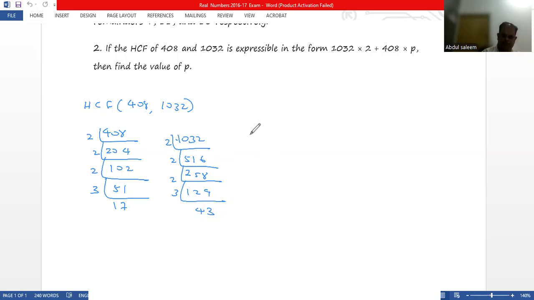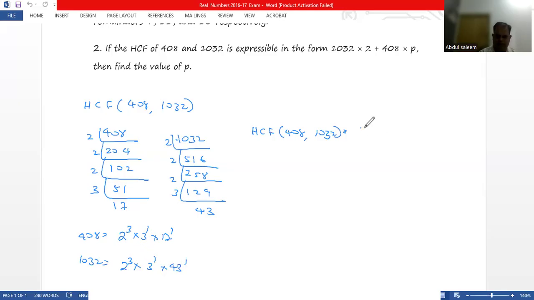So what is the HCF of 408 and 1032? 408 we can represent as 2 three times, 3 one time, 17 one time. 1032 is 2 three times, 3 one time, and 43 one time. The least powers: 2 three times and 3 one time.